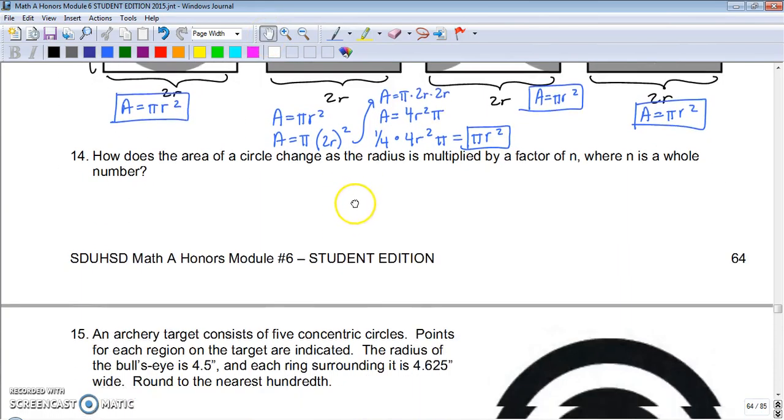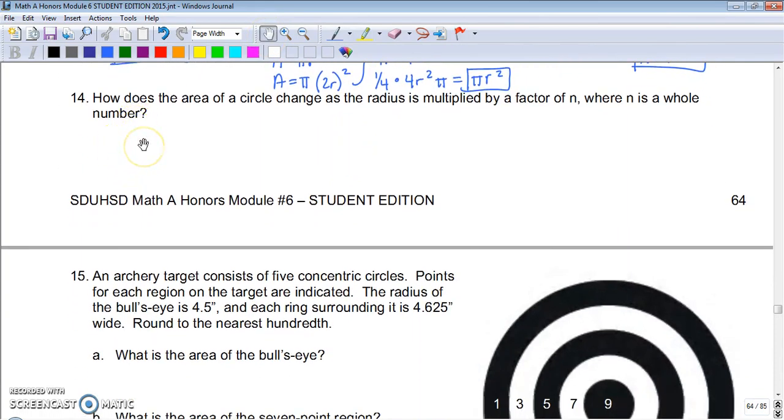Let's go to the last question for this page, number 14. How does the area of a circle change as the radius is multiplied by a factor of n, where n is a whole number? Well, let's consider that the area of a circle is pi r squared, and we'll first attempt this by looking at it with numbers, and then we'll consider it with a variable. So for example, if we look at a radius of, let's say, 3, the area would be 9 pi.